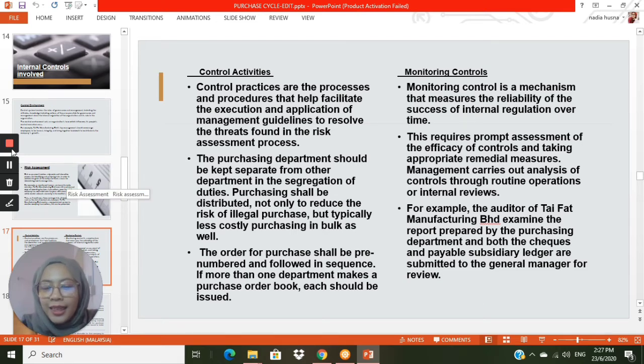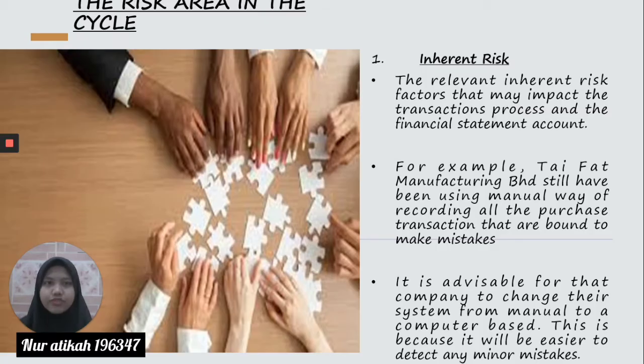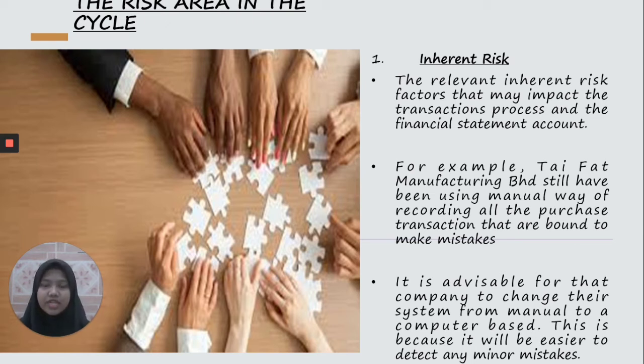From me, thank you. Let's move to the next point. So for inherent risk, the relevant inherent risk factors may impact the transaction process and the financial statement account. For example, for Thai Manufacturing Berhad, using the manual way to record transactions is bound to make mistakes. It is advisable for that company to change their system from manual to computer-based. This is because it will be easier to detect any minor mistakes.